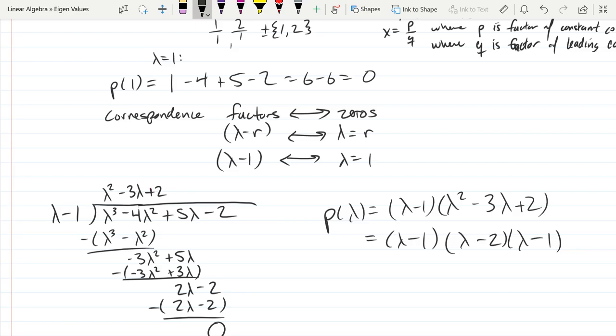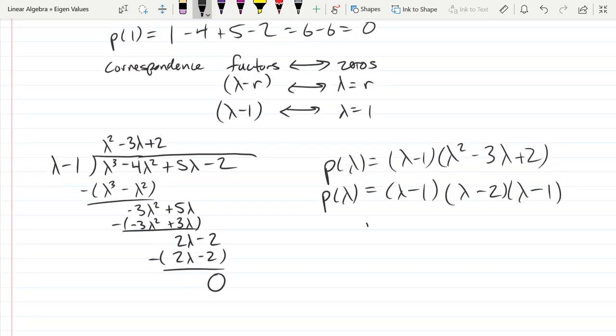So it should factor into lambda minus 2, lambda minus 1. So any questions on that factoring? All right, so we have all the zeros here because zeros correspond to factors. So I have lambda equals 1 and lambda equals 2. There's another lambda equals 1. So the lambda equals 1 has order 2. So we need to pay attention to that.